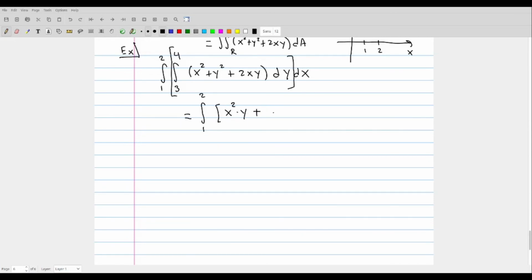The antiderivative of y squared is going to be y cubed over 3 from the power rule. And the antiderivative of 2xy is going to be 2x times y squared over 2. And then from the fundamental theorem of calculus, we have to evaluate this at our y bounds.